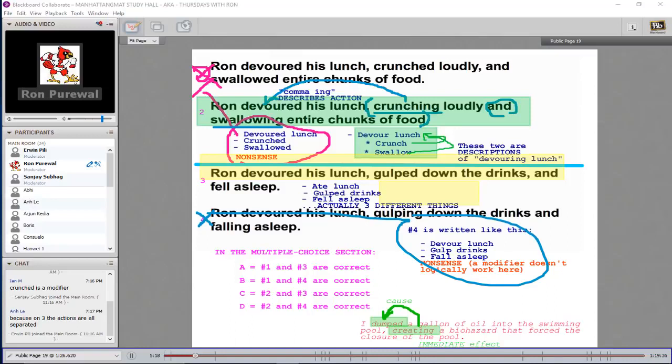Ate lunch, got drinks, and fell asleep. Okay. This sentence is actually describing 3 different things that I did. Number 1, I ate lunch. Number 2, I drank a bunch of drinks. Number 3, I fell asleep. These are genuinely 3 different things. If this was a PowerPoint, I could actually put these on a PowerPoint with 3 bullets or 3 dashes, or I could call them A, B, C, or 1, 2, 3. Give me a smiley face if that makes sense.